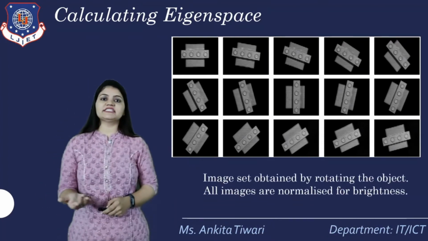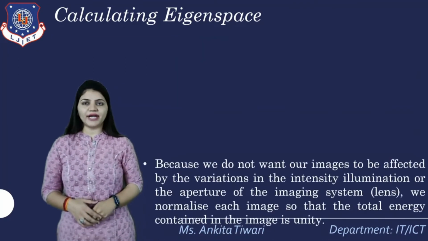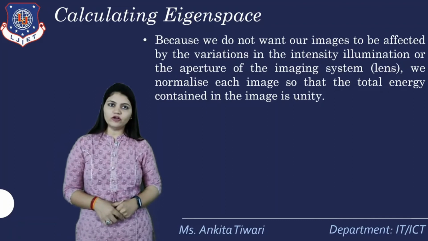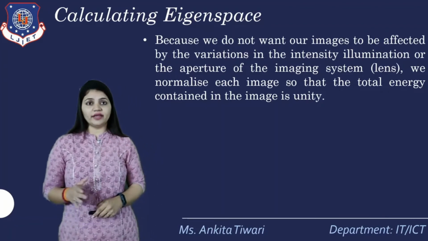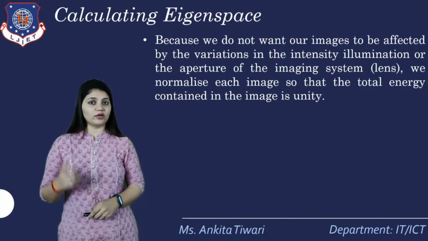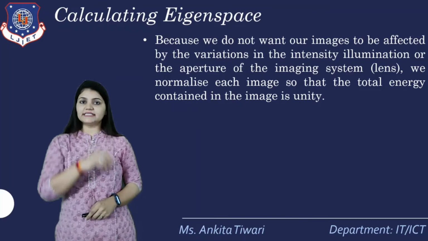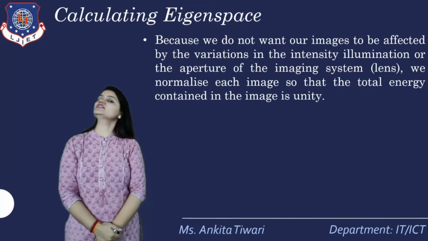The image set is obtained by rotating the object, and all images are normalized for brightness. Because we do not want our images to be affected by variations in the intensity of illumination or the aperture of the imaging system, the lens, we normalize each image so that the total energy contained in the image is unity.